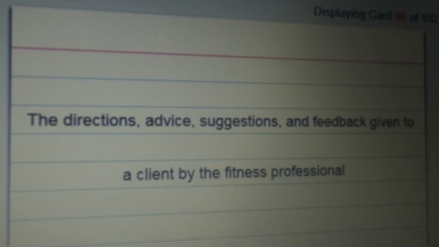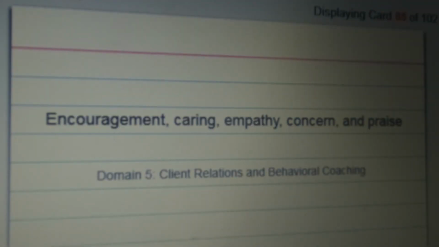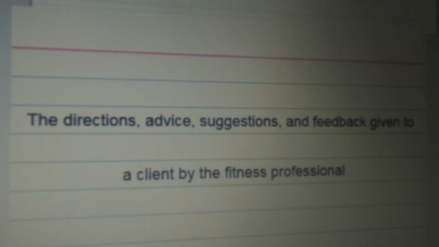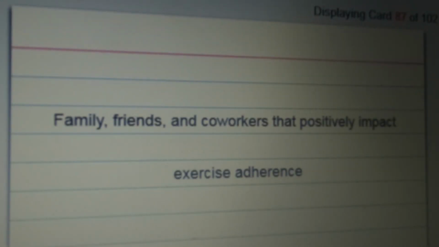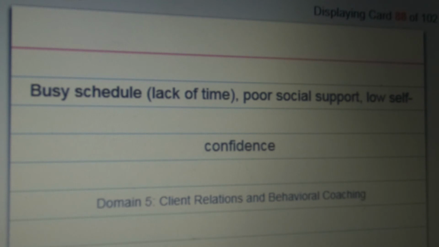How is emotional support best expressed? Encouragement, caring, empathy, concern, and praise. The directions, advice, suggestions, and feedback given to a client by the fitness professional. Informational support. Family, friends, and coworkers that positively impact exercise adherence. Companionship support. What are 3 primary barriers to exercise? Busy schedule, lack of time, poor social support, low self-confidence.